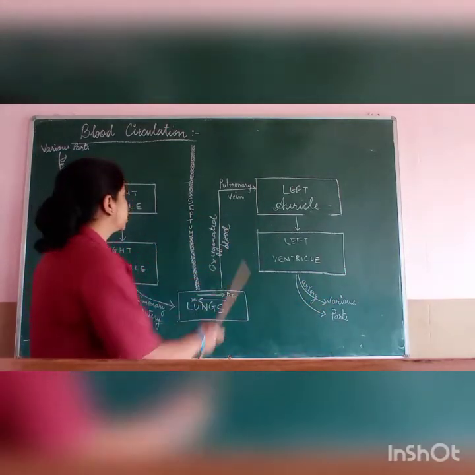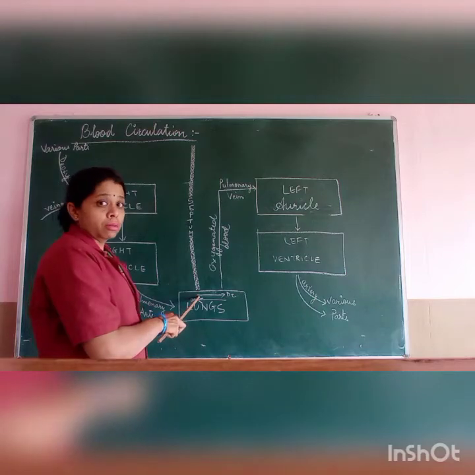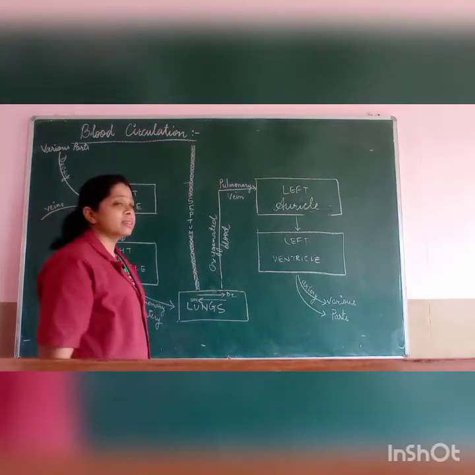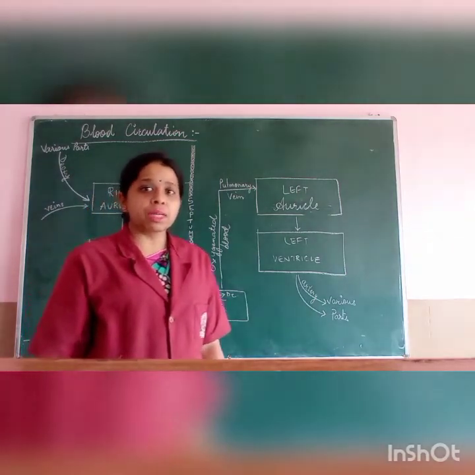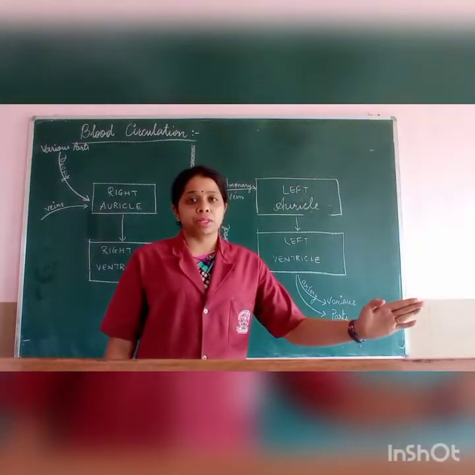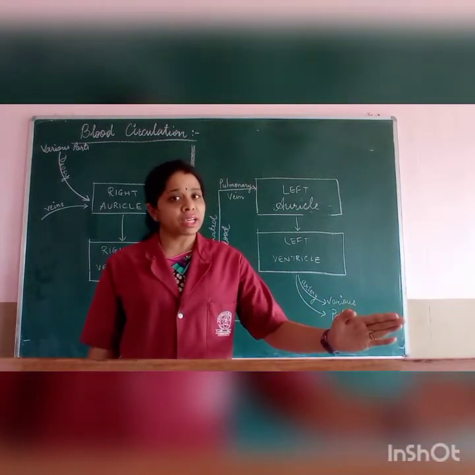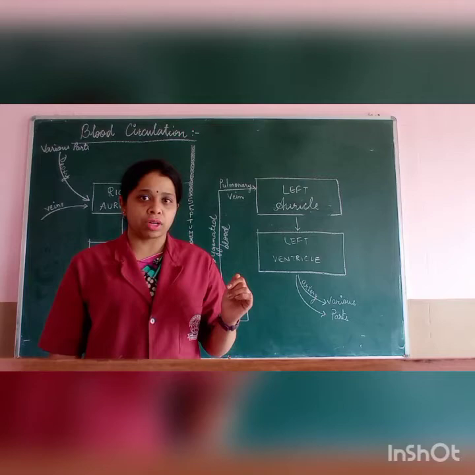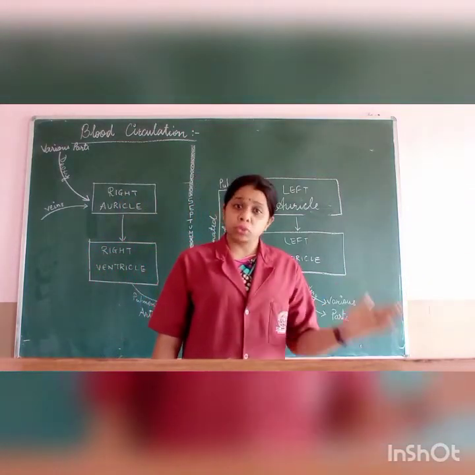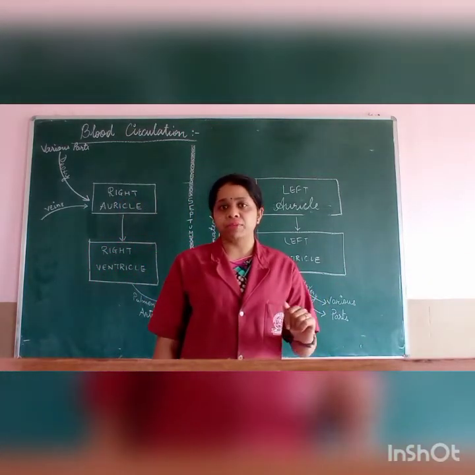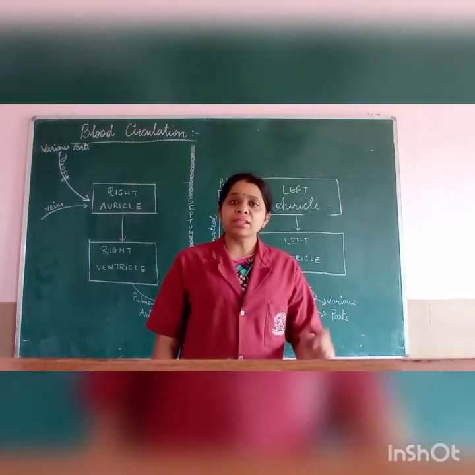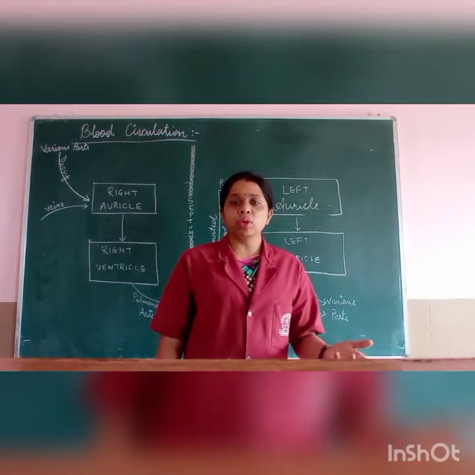At the same time, children, you have to remember that the left and right sides of the heart are separated by a wall. That wall is called the septum. The septum keeps the separation between the left side and the right side of the heart. For what reason? So that the blood will not get mixed up with each other.